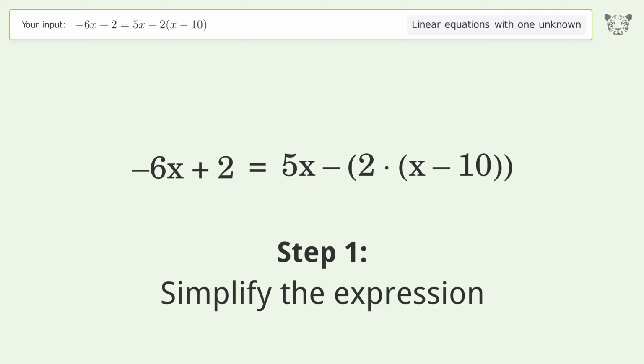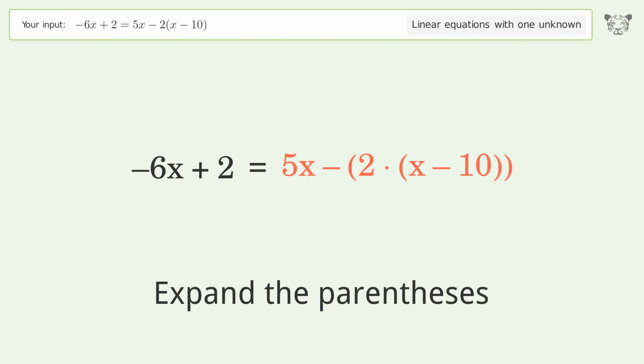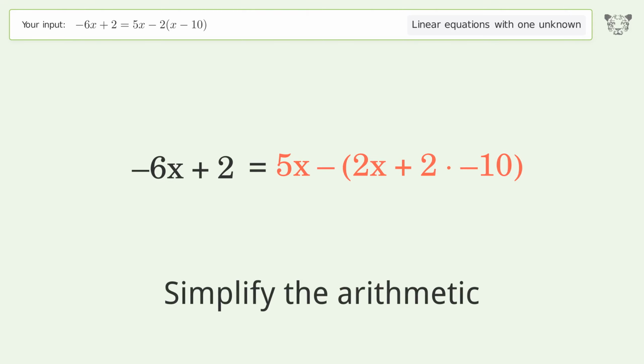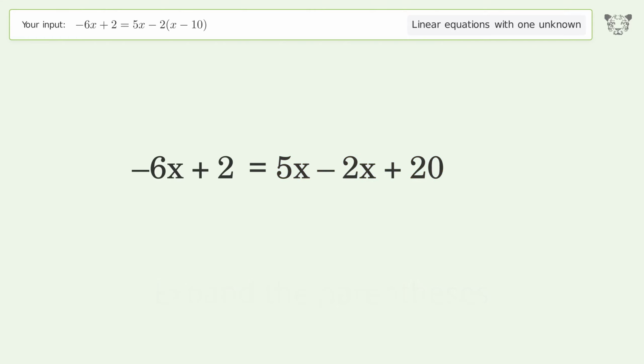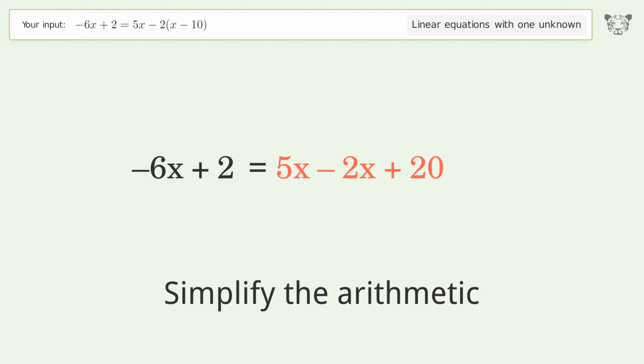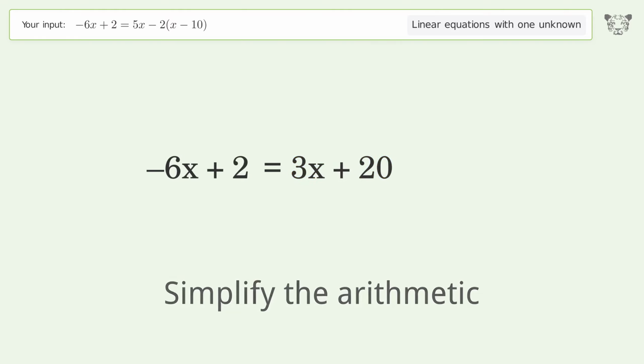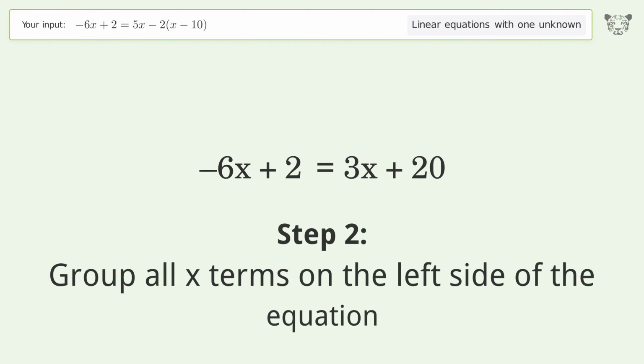Simplify the expression. Expand the parentheses. Simplify the arithmetic. Expand the parentheses. Simplify the arithmetic. Group all x terms on the left side of the equation. Subtract 3x from both sides.